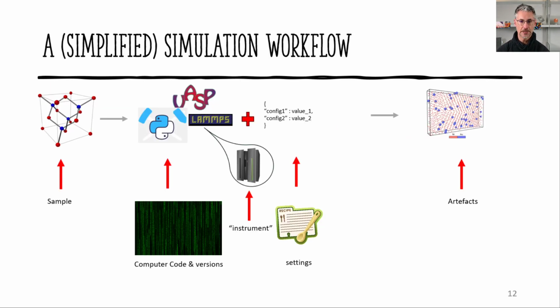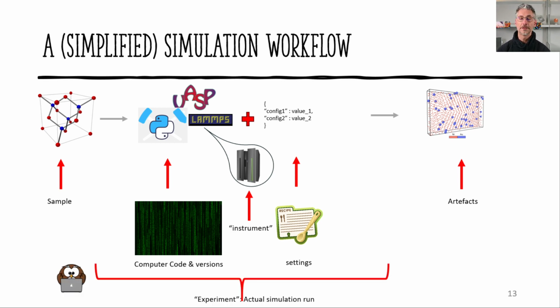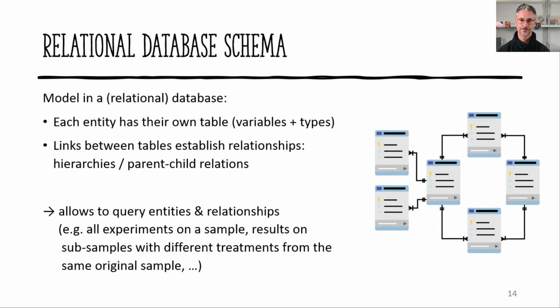If we look at a simulation, we have quite a similar workflow. We also have a sample, but here it's now a simulated one. Instead of scientific instruments, we have computers and code, but they come with protocols or recipes as well, the settings of the simulation, for example. And in the end, we produce artifacts. Here we may not produce an image, for example, but the output of the simulation. And then the actual run of the simulation can be captured as an experiment as well.